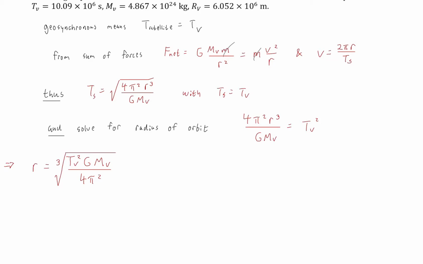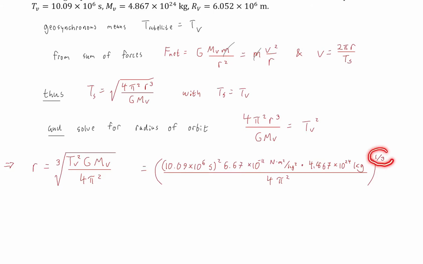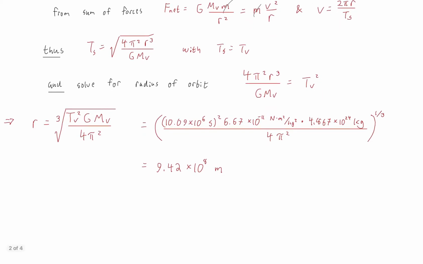And since it's cubed, and it's cubed because here we had an r squared and an r, so we actually solved for TS within the substitution of V, it became, of course, r to the third power, all right? And then when we plug in our values, and remember to raise it to the 1/3 power, which is the same as taking a cube root, then we end up with an orbital radius for this geosynchronous Venusian satellite of 9.42 times 10 to the 8 meters. Okay? So in other words, that's 942 million meters, or 942,000 kilometers. That's actually really far.